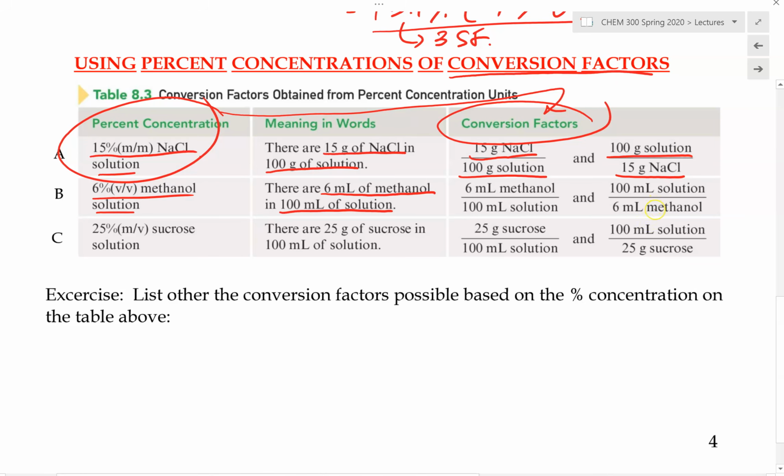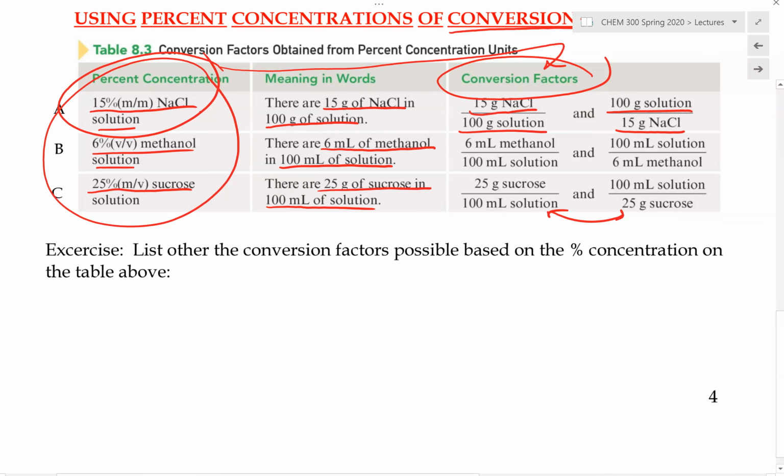And similarly, when we have a 25% mass by volume sucrose solution, then this means that there are 25 grams of sucrose in 100 milliliter of the solution. And from there, we can write these two fractions that are reciprocal. Okay, so knowing how to convert this information into conversion factors is again really, really important.